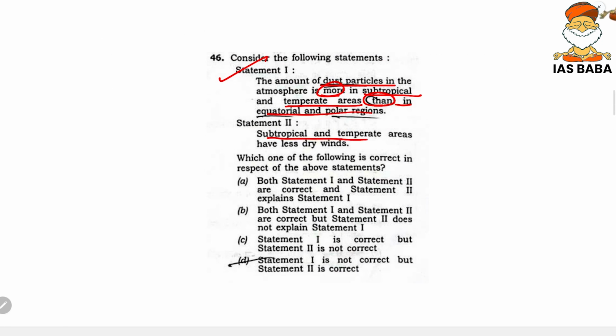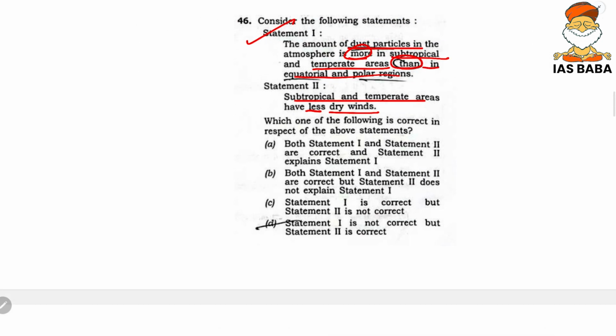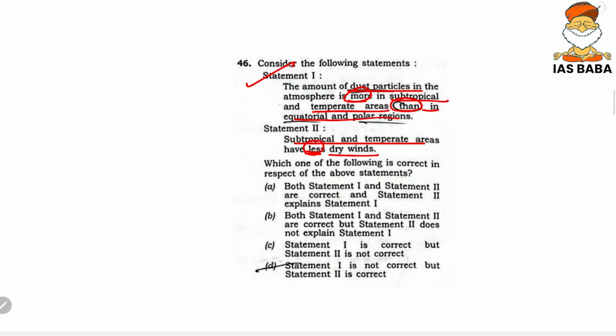Statement 2 says subtropical and temperate areas have less dry winds, whereas here you can see this one, due to the dry winds in comparison to the equatorial and the polar region. So if I read this statement again, the higher concentration of the dust particle is found in the subtropical and the temperate regions due to the presence of dry winds in comparison to the equatorial and polar region. And here what does this statement say, that subtropical and temperate regions have less dry wind. This is a false statement. So only statement 1 is correct, I would say. So C is the answer. Statement 1 is correct and statement 2 is not correct. Very simple NCERT based question.